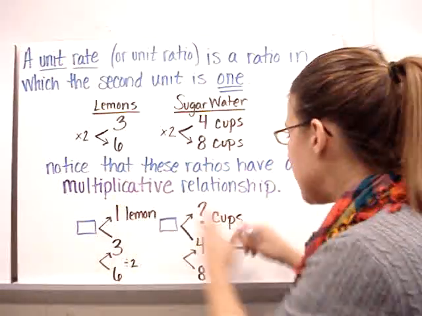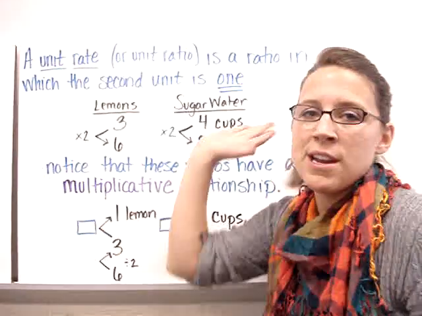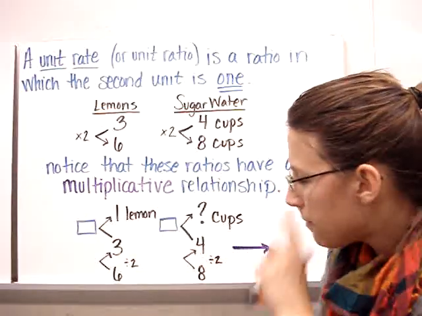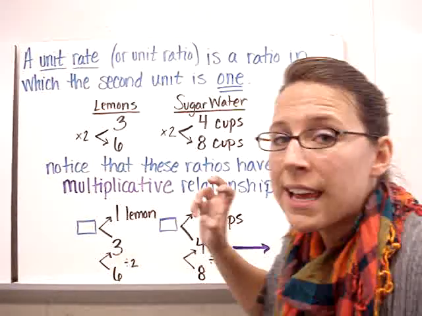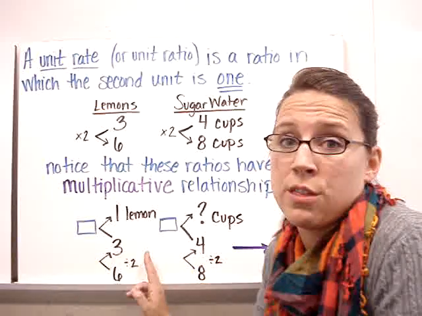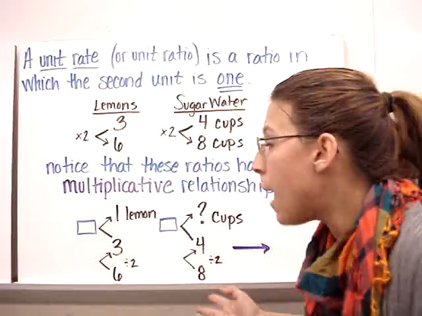So here I've taken this table, this part of it, and I've moved it down here. And I want you to think about it in reverse. To get from 6 lemons to 3 lemons, think multiplicatively now. I divide by 2 to get to 3, right? So I would divide 8 by 2 to find out that I needed 4 cups.